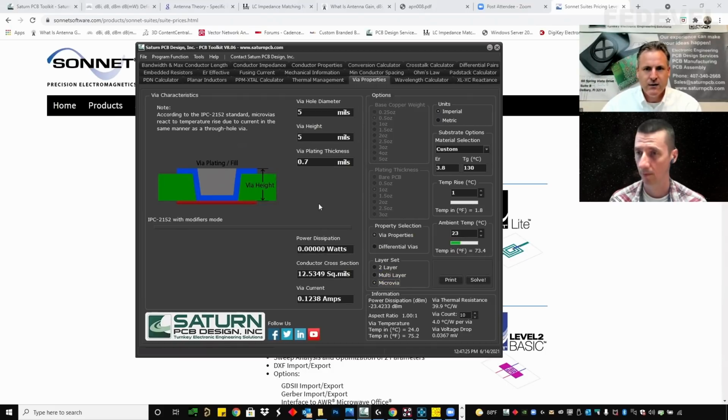Micro via, again, I put a note in there. According to the IPC standard, micro vias react to temperature rise from current in the same manner as a through-hole via. That's them saying it. So I put that in there.